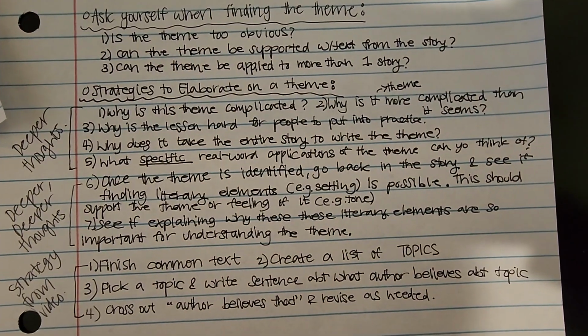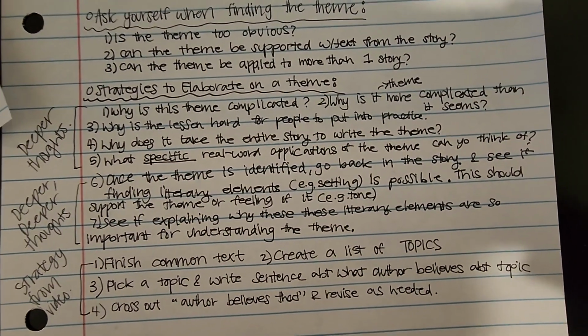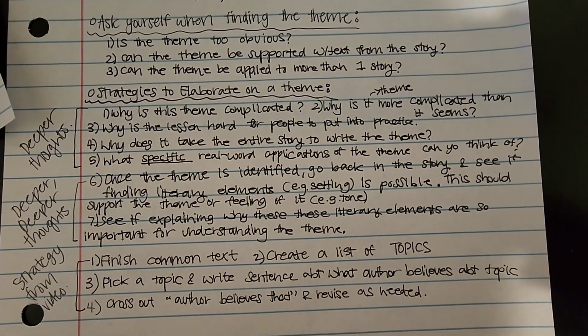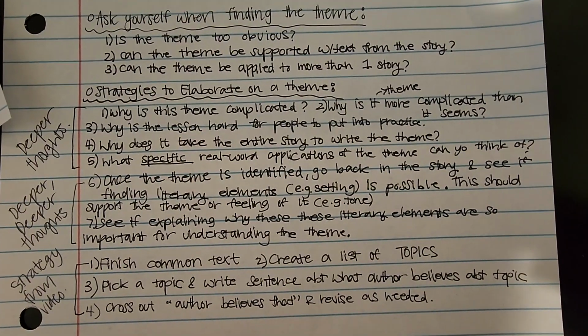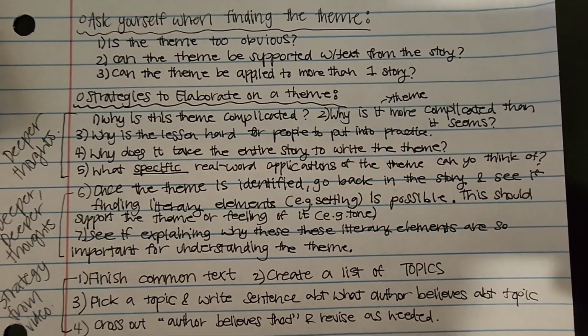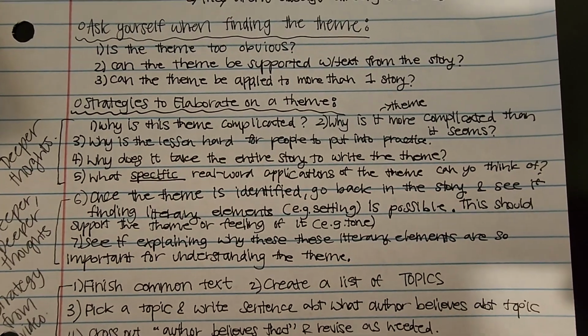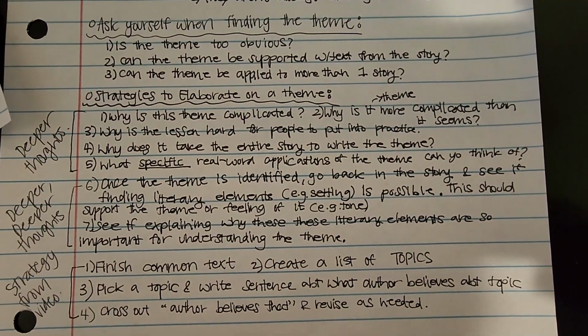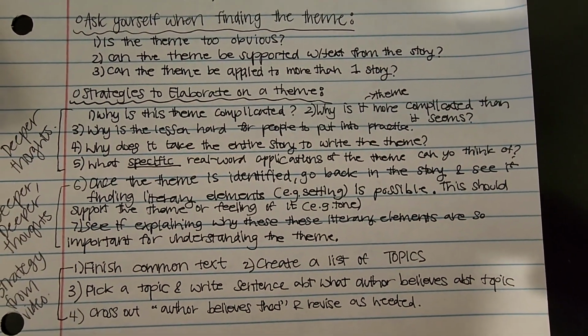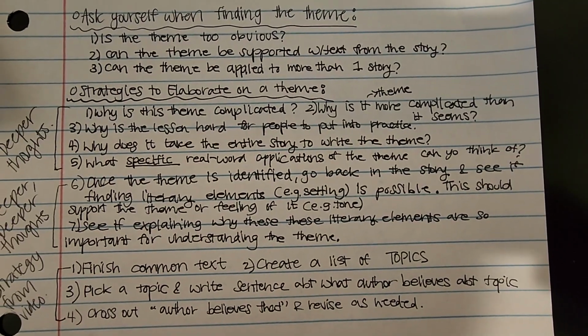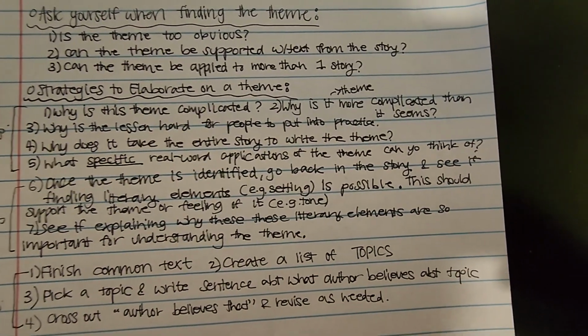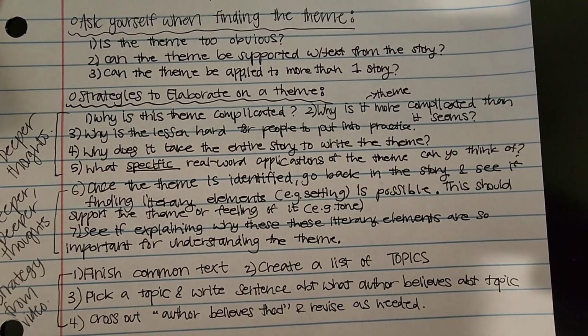Strategies to elaborate on a theme. Numbers 1 to 5 are some deeper thoughts. Why is the theme complicated? Why is the theme more complicated than it seems? Why is the lesson hard for people to put into practice? Why does it take the entire story to write the theme? What specific real-world applications of the theme can you think of?